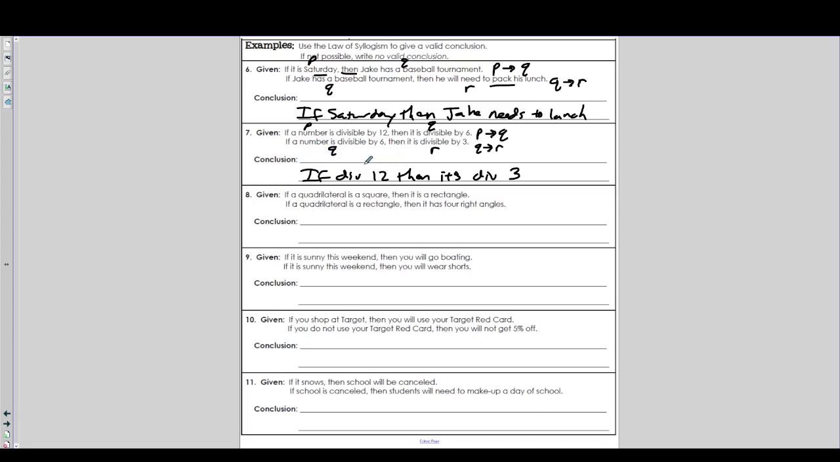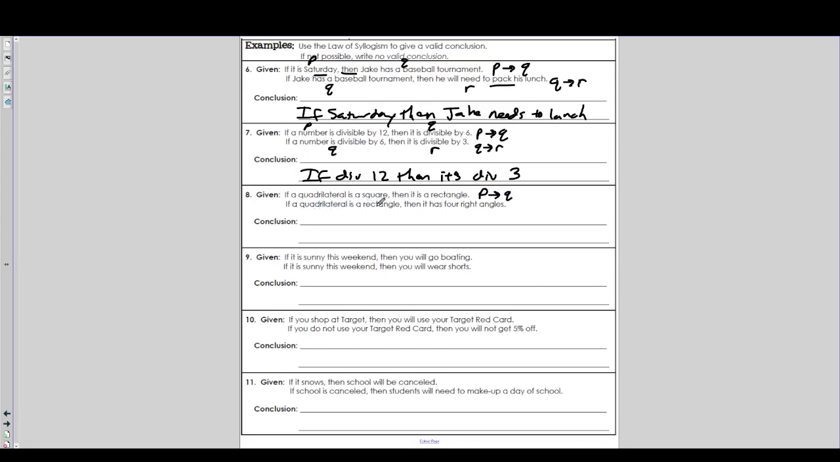So one thing to watch out for here is when things are written in common language like this, make sure that it's written as if-then. So I think we talked about in conditionals that if it's written in common language and it's not written as if-then, first you want to rewrite it as an if-then so that you're sure what's the hypothesis and what's the conclusion. So just remember to do that. If a quadrilateral is a square, so that'll be P, then it is a rectangle, that'll be Q.